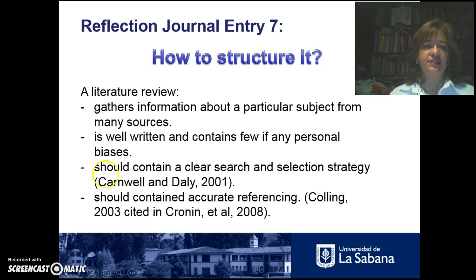How to structure it. A literature review gathers information about a particular subject from many sources, is well written and contains few, if any, personal biases, should contain a clear search and selection strategy, and should contain accurate referencing.